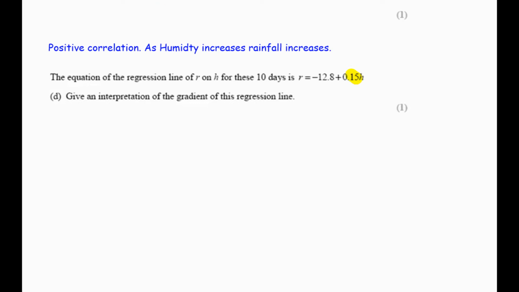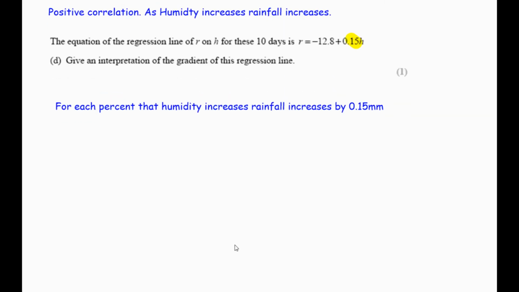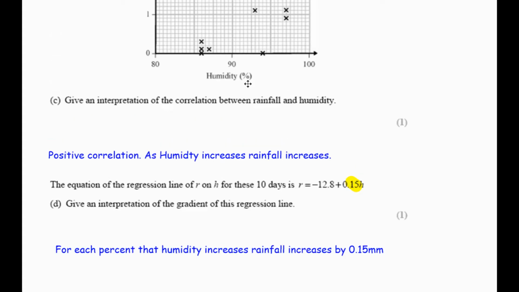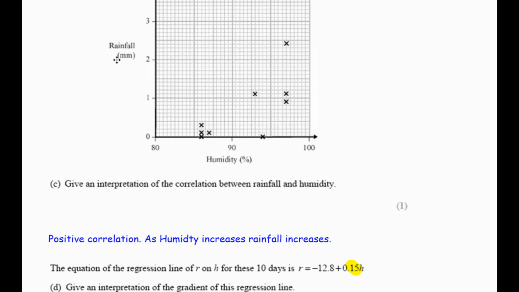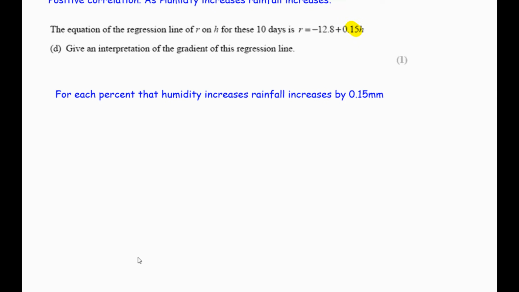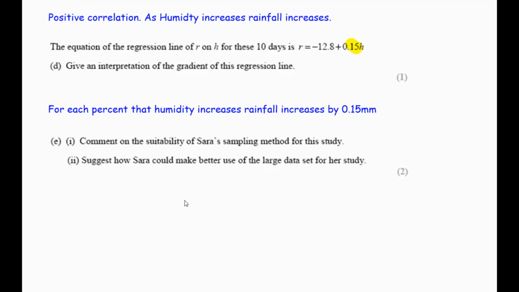More formally, okay, so for each percent that humidity increases, rainfall increases by 0.15 millimeters. I just went back to check what was the unit for humidity, it was percentages, and what was the unit for rainfall, it's millimeters. So I can incorporate that into my response. For each percent that humidity increases, rainfall increases by 0.15 millimeters, and that's going to be worth all of the marks.